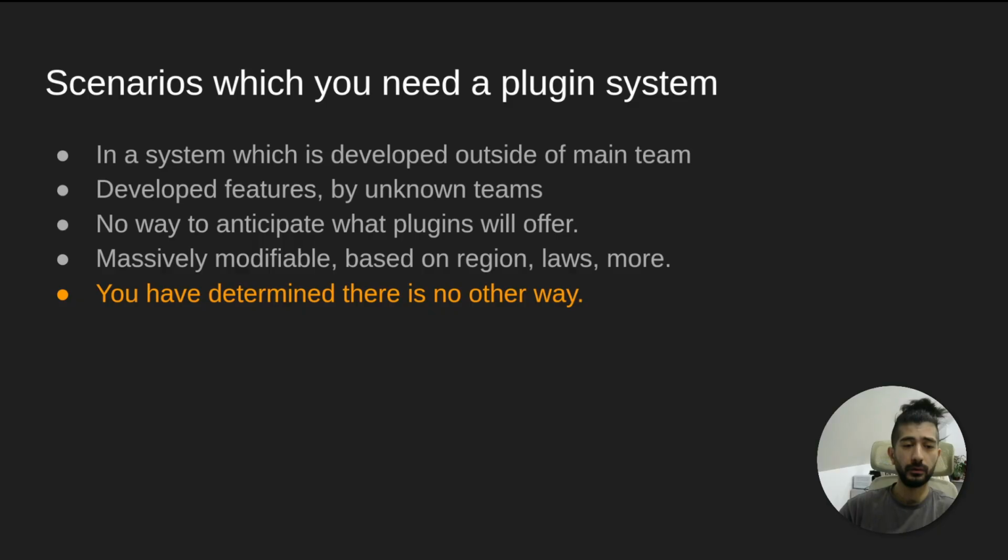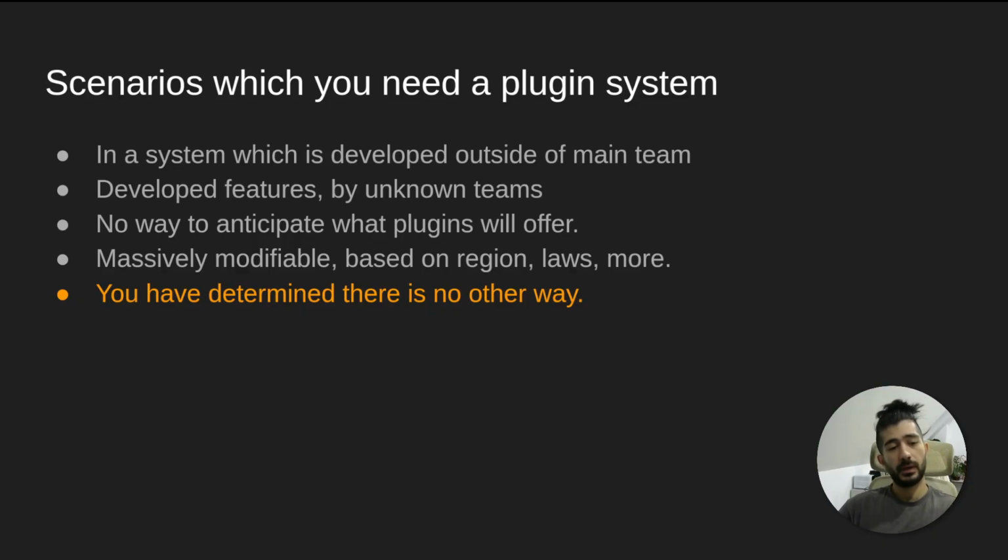Massively modifiable requirements based on region laws or more. So let's say you created an e-commerce system which works in Germany, and then you want to make it work in Sweden as well. If you create a plugin system where Swedish people can introduce their own purchasing system, the laws, the taxes, or whatever it is, age restrictions, then basically you can improve that without touching the main code base all the time.